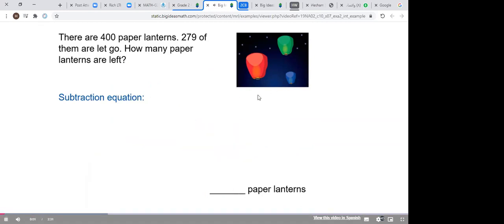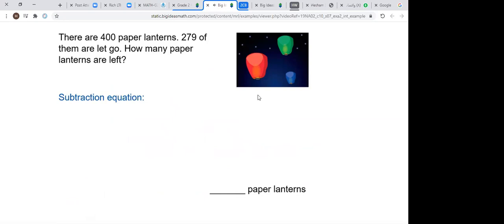There are 400 paper lanterns. 279 of them are let go. How many paper lanterns are left? You know there are 400 paper lanterns. You know 279 of them are let go. You need to find how many paper lanterns are left. Subtract 279 from 400. Use compensation to subtract. It is easier to subtract 1 less than 400. So subtract 1 from 400 and 1 from 279.